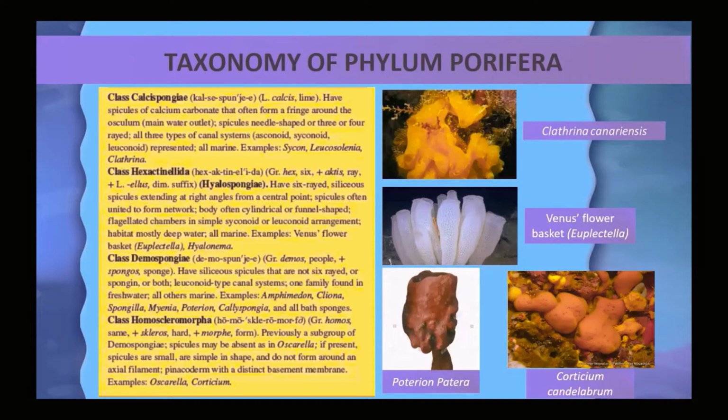A classic example of Hexactinellida is the Venus flower basket, the lattice-like network of spicules found in many glass sponges, of which it is an exquisite beauty. The other one is Demospongiae, which makes up the group that contains 95% of living sponge species, including most large sponges. Their spicules are siliceous, but they are not six-rayed.